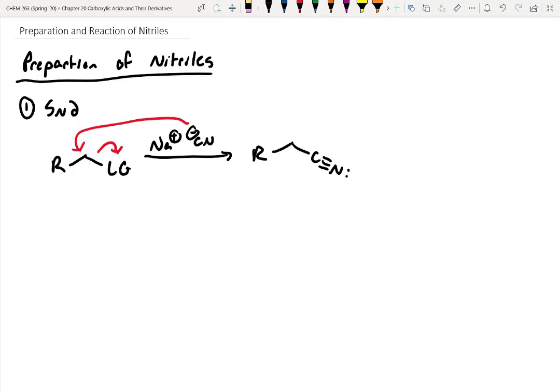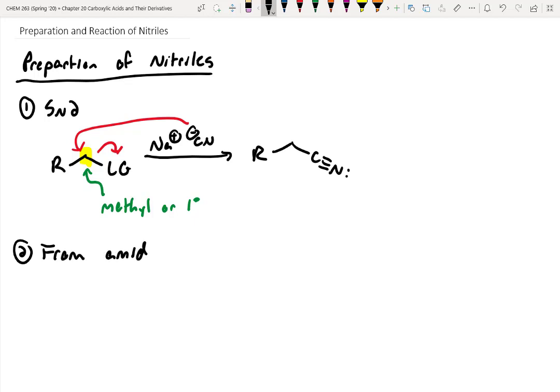So the main thing to be aware of when you're doing these reactions is you have to use a starting material that has a relatively unhindered backside, meaning it's best if this is methyl or primary. If it's something like a tertiary carbon, we're not going to get SN2 chemistry to occur, and we can't make our nitrile. All right, the second method is from amides.